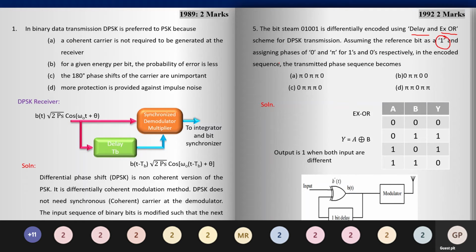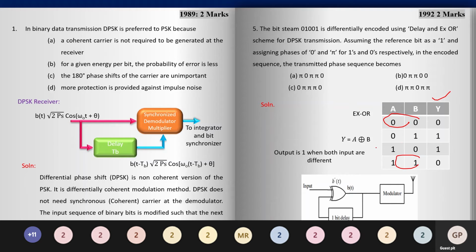After that, assigning phases: logic 0 means you have to assign pi, logic 1 means you have to assign 0 respectively. As the result, we have to find the phase of the DPSK signal. Out of these 4 options, one will be correct. We'll see how. As given in the question, we're going to use XOR, and this is the truth table for XOR. Same bits give output 0, and different bits give binary output 1.